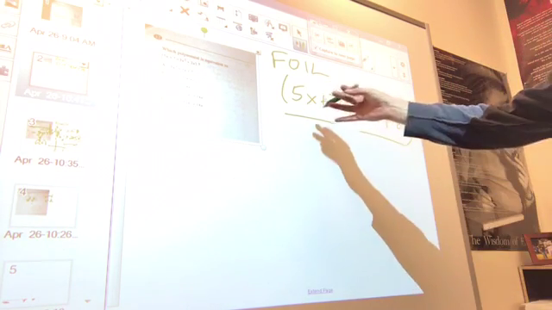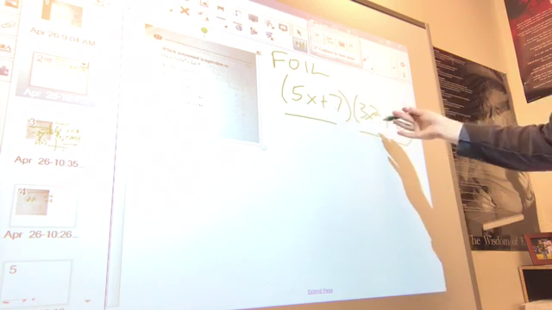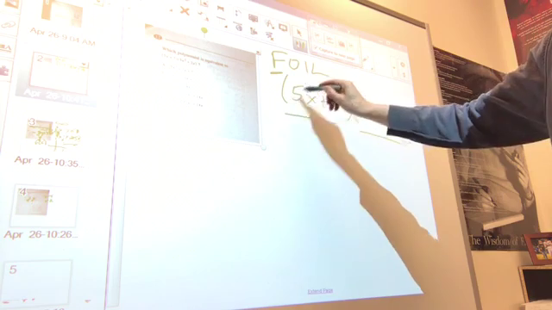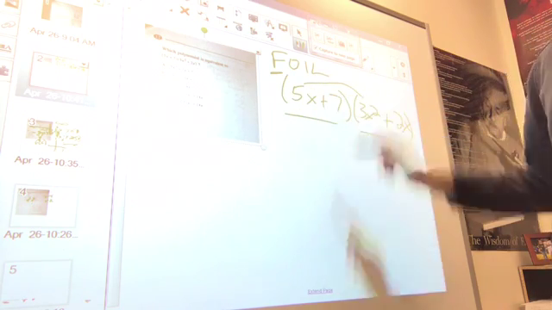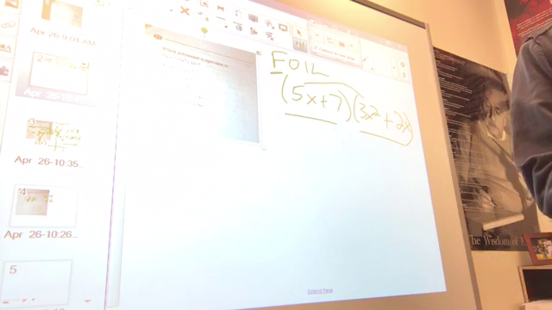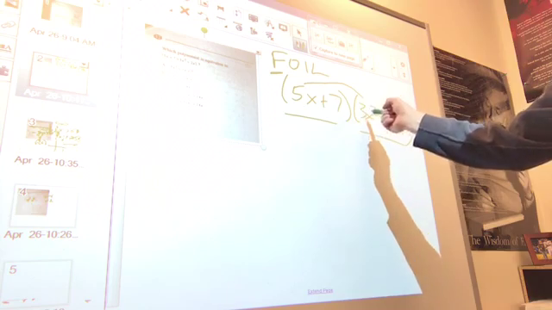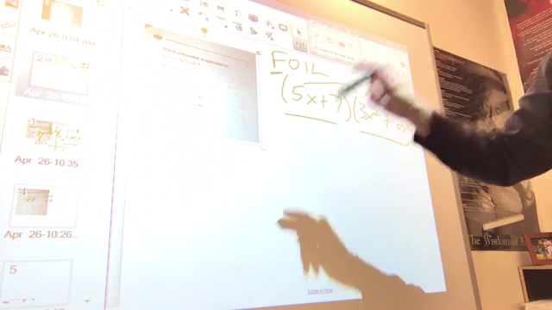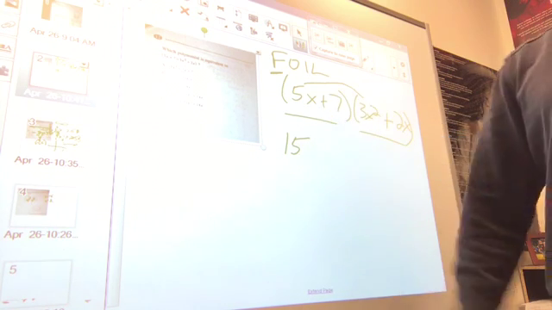but if you have two algebraic expressions, each with two terms, or it doesn't really matter how many terms there are, the F stands for the first two. So the first thing you do is you multiply the first two, 5x times 3x. When you're multiplying algebraic expressions, you multiply the coefficients. So what's 5 times 3? 15. What's x times x squared?